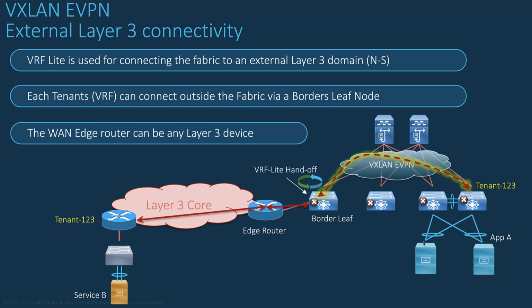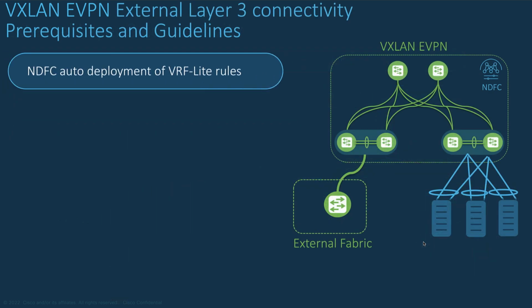The edge router can be any model of layer 3 device, even a non-Cisco router can be represented in the NDFC topology. Either you wish to automate the deployment of your external layer 3 connectivity end-to-end, or you want to run a manual configuration, for example, because you don't have access to the edge router for any reason. You need to validate your choice in the fabric settings, the default mode being manual deployment.